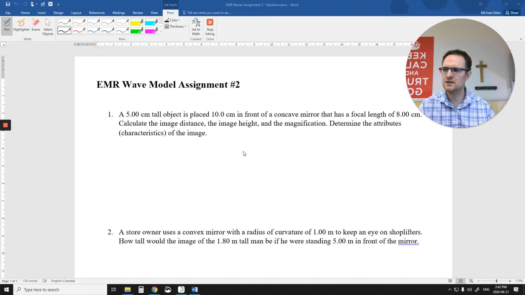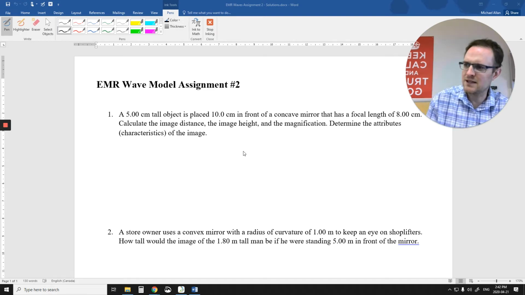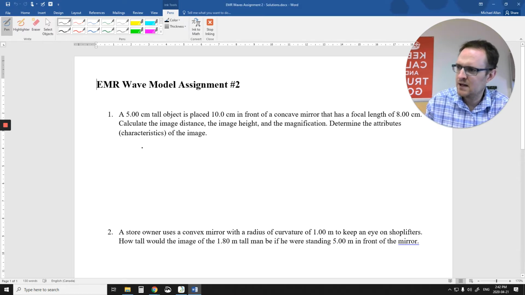Hey, Physics 30. So I'm just going to go over the wave model assignment number 2 here to give you some solutions. Practice for the quiz coming up.